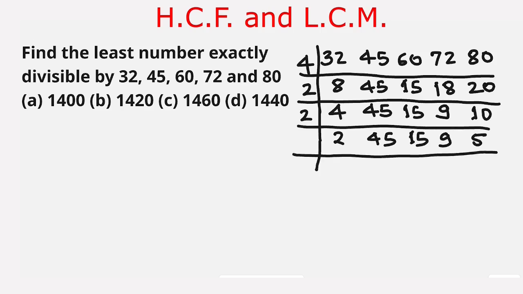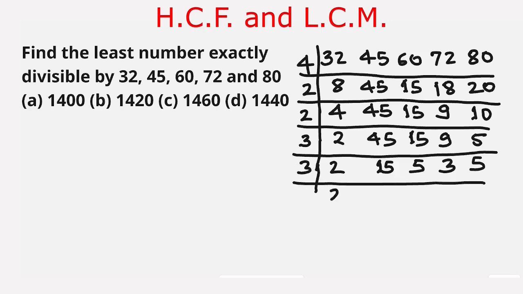Now we divide by 3. We write 2 as it is. 3 divides 45 fifteen times, 15 five times, 9 three times. We write 5 as it is. We further divide by 3. We write 2 as it is. 3 divides 15 five times. We write 5 as it is. 3 divides 3 one time. We write 5 as it is.